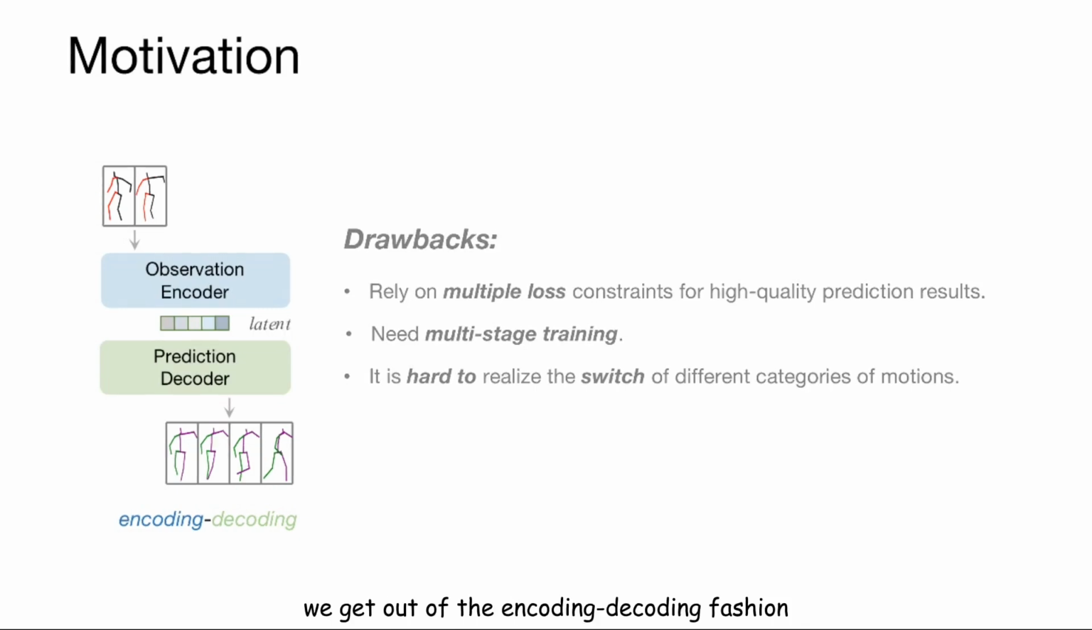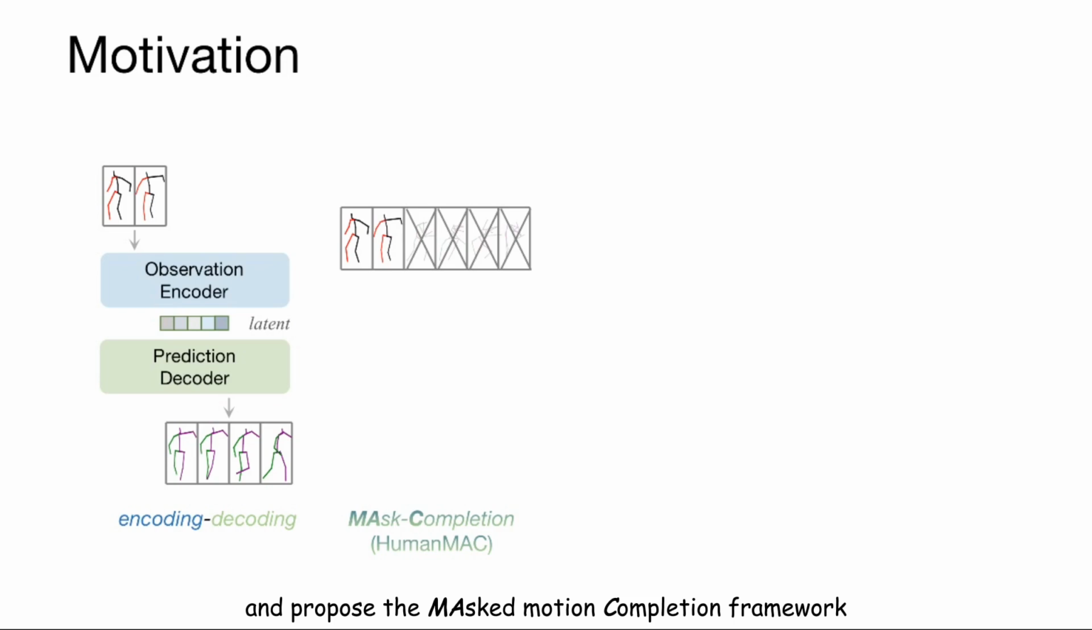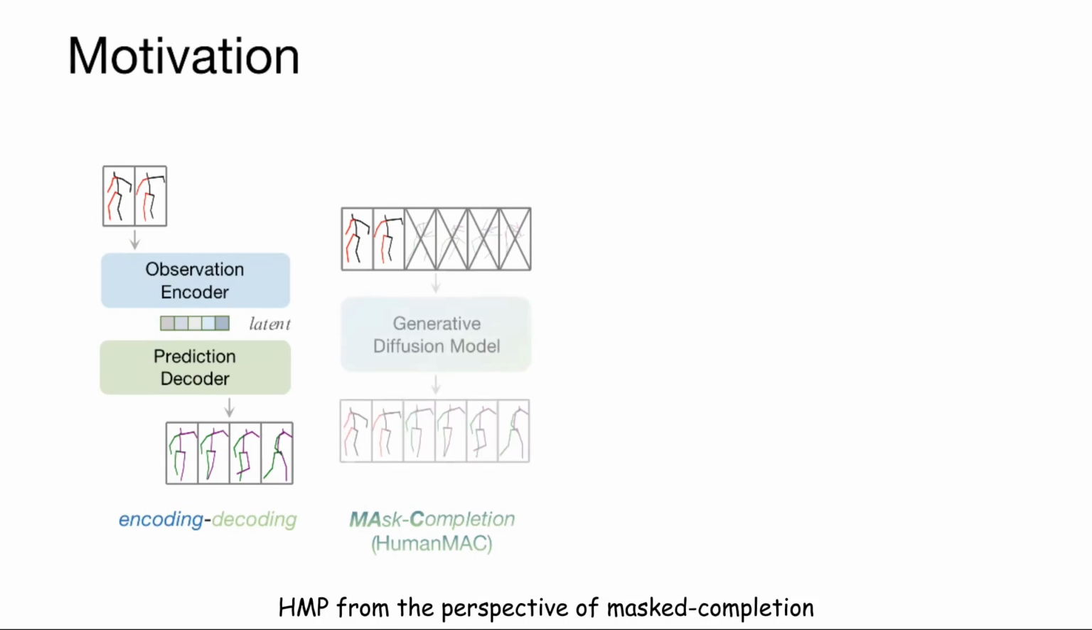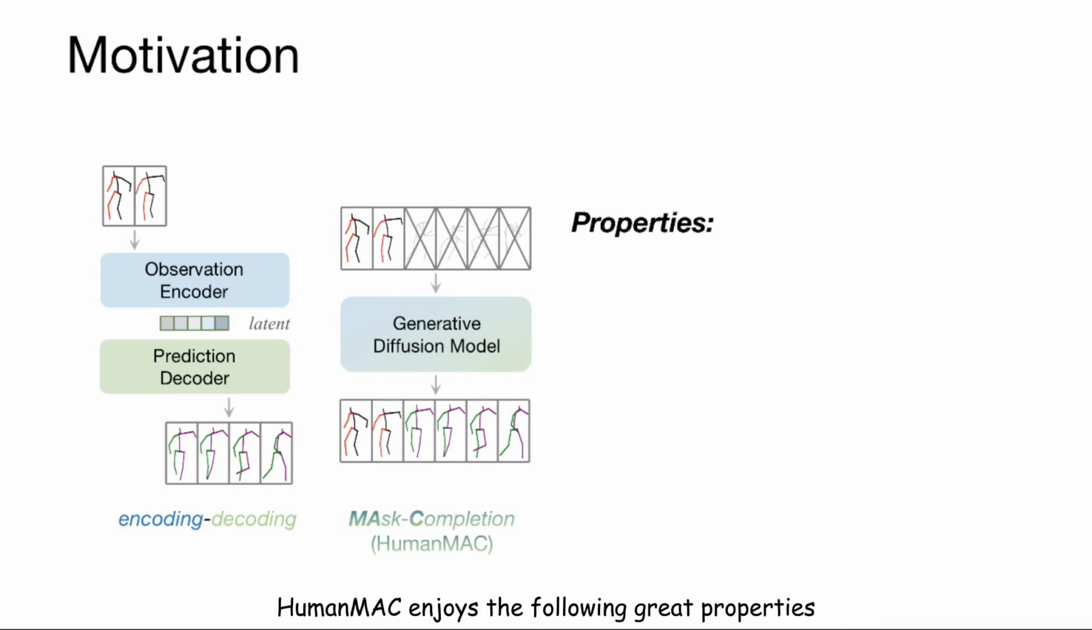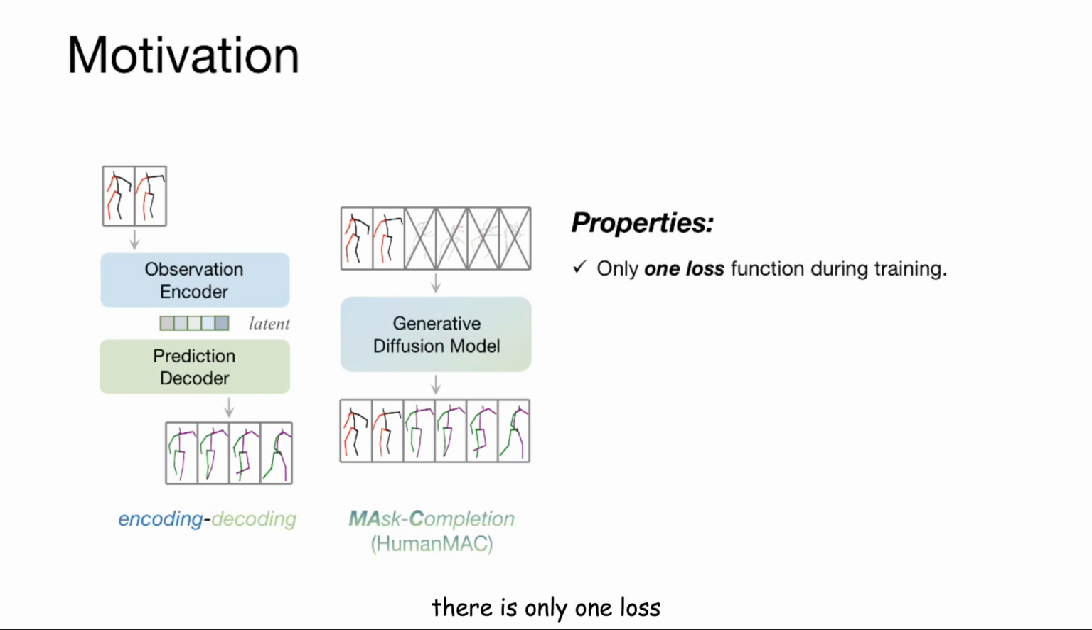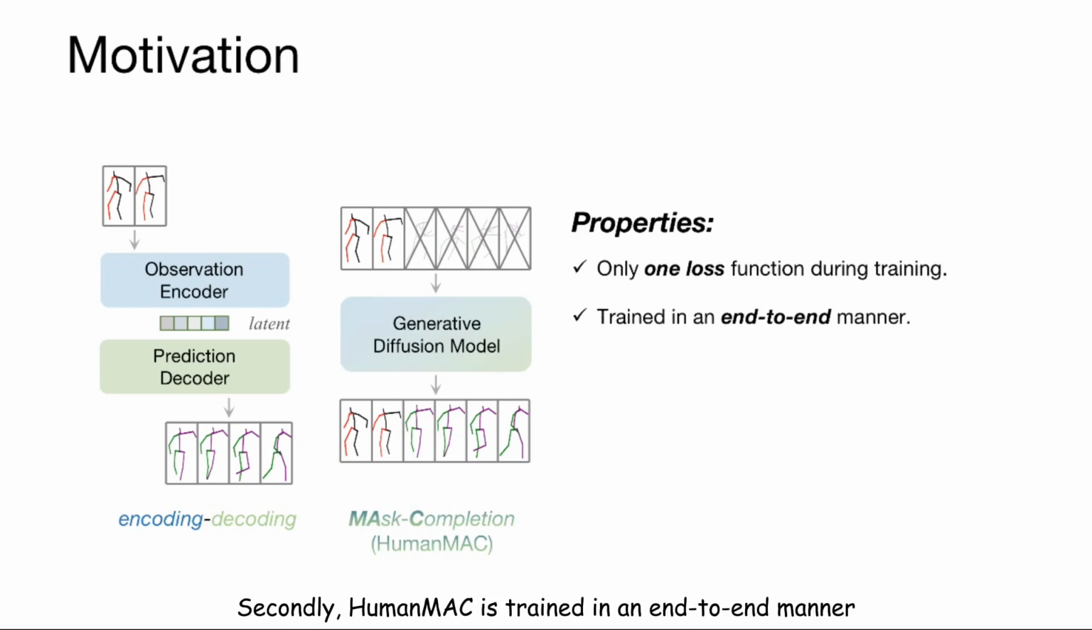In this paper, we get out of the encoding-decoding fashion and propose the masked motion completion framework named HumanMAC to handle the HMP problem. To the best of our knowledge, this is the first time to tackle HMP from the perspective of masked completion. Compared with the methods in the encoding-decoding fashion, HumanMAC enjoys the following great properties. Firstly, during training, there is only one loss function in the objective of HumanMAC. Secondly, HumanMAC is trained in an end-to-end manner, which is remarkably simpler to implement than multi-stage training.